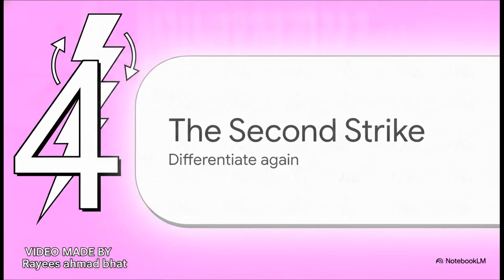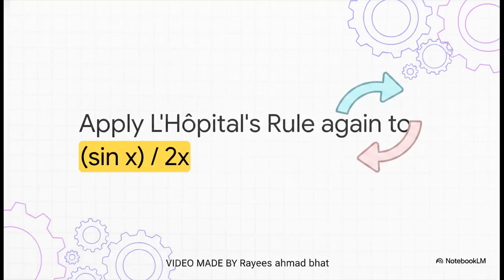Section 4. The second strike. When at first you don't succeed, differentiate again. Now don't panic, because in calculus, when at first you don't succeed, and you still have a 0 over 0, you just differentiate again. Hitting that indeterminate trap a second time isn't a failure at all. It's really just an invitation to dig a bit deeper.